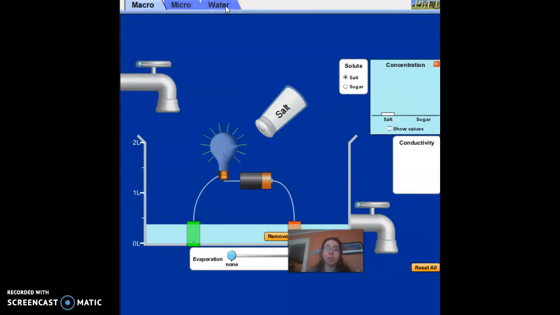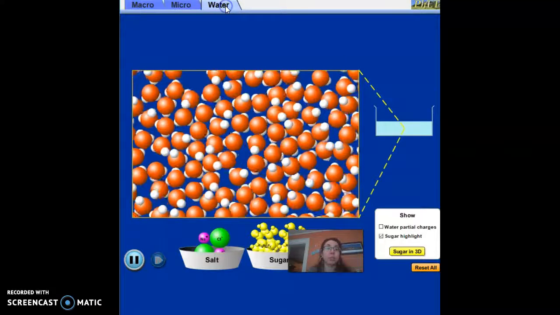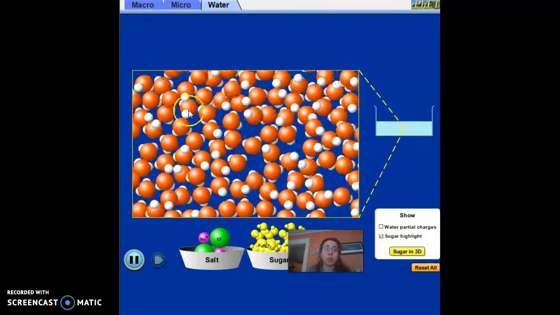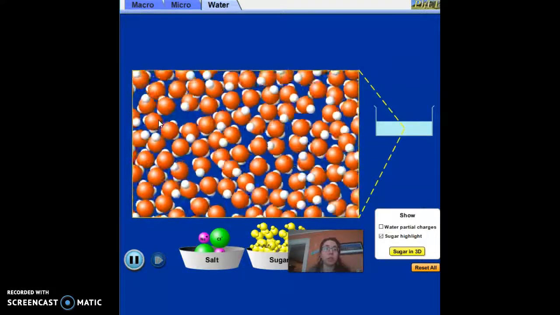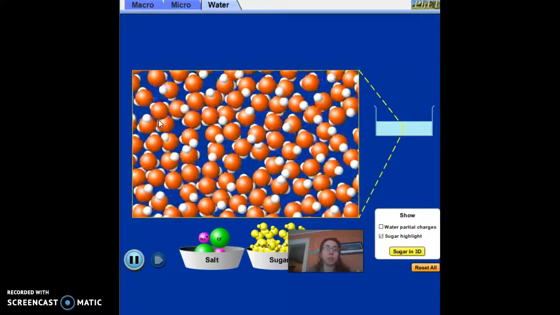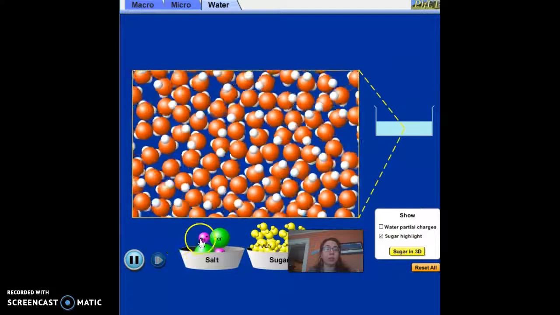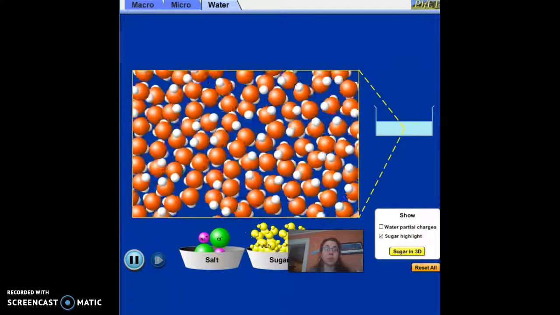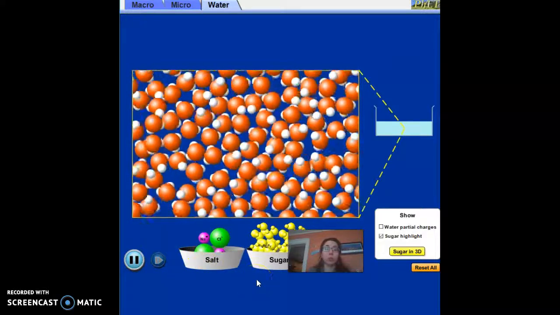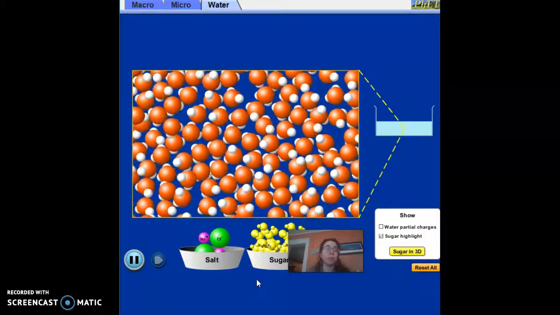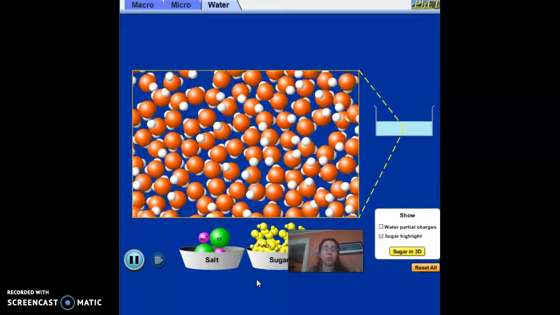Okay, so now you've completed that, we're going to switch to the water tab. So these molecules are water, 2 hydrogens and 1 oxygen, so the oxygen is red. And we are going to look at adding a little bit of salt as well as a little bit of sugar to the water, and you need to make some observations about what you notice happening.